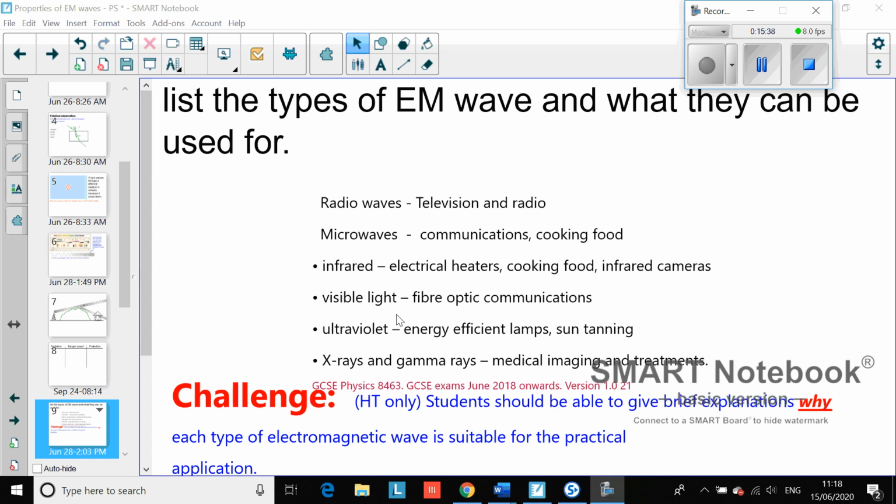Visible light, obviously, we use visible light in our eyes. Used for optic fiber communications. Again, shorter wavelength means you can pack more information in. Ultraviolet, energy efficient lamps, things like sun tanning, and then the highest energy, X-rays and gamma rays used for medical imaging and treatments. Okay, so if you didn't get those, that's a quick summary. So it's definitely worth getting those down. So just quickly pause the video and get that in, please.